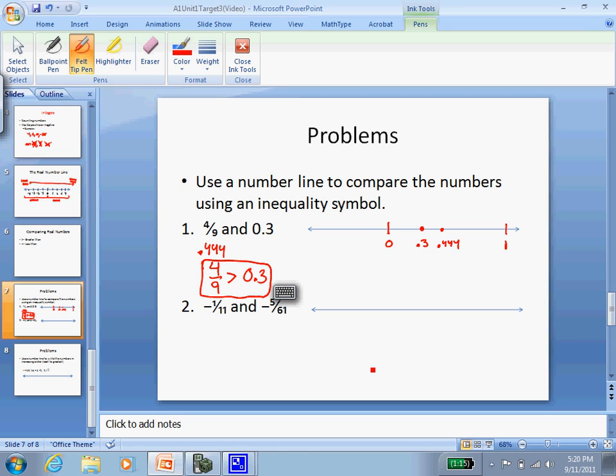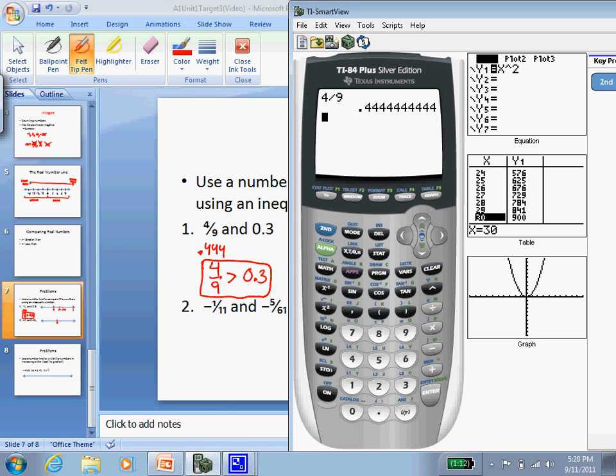Okay, our second one, we have -1/11 and -5/61. Again, you're probably thinking, I have no idea how big these numbers are, or how small, or how negative. So again, we're going to use our calculator. So we'll put in -1. Again, the negative sign's down here in the bottom right corner of your calculator. And so we'll do -1 divided by 11. And so we have 0.0909, etc., etc.